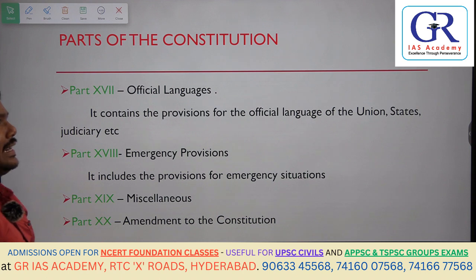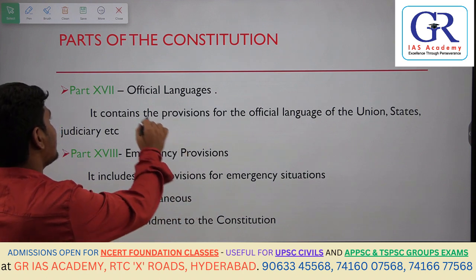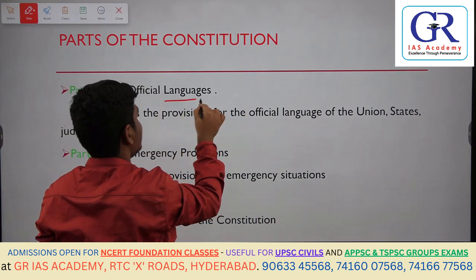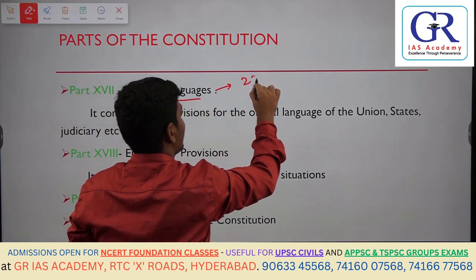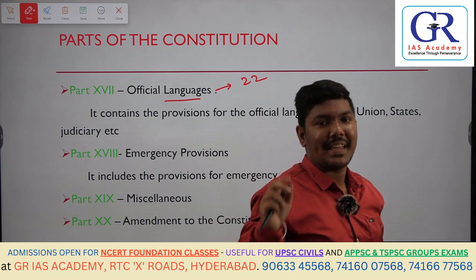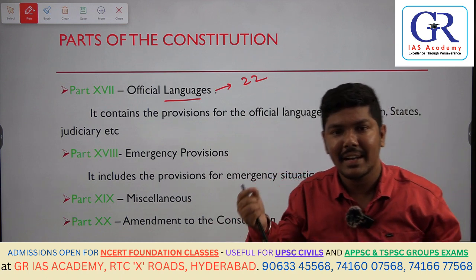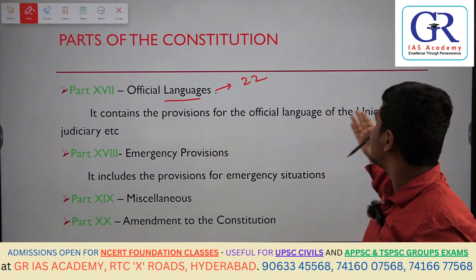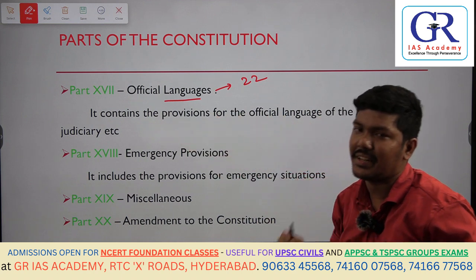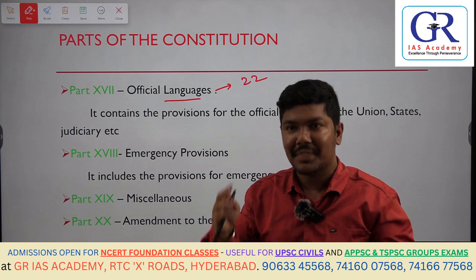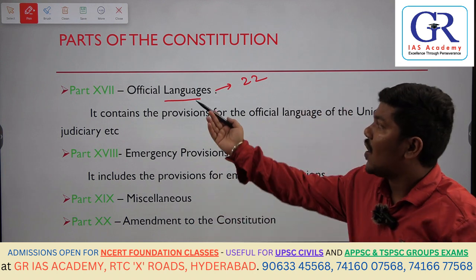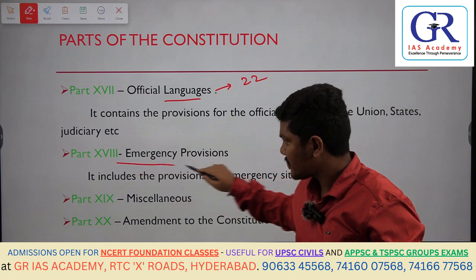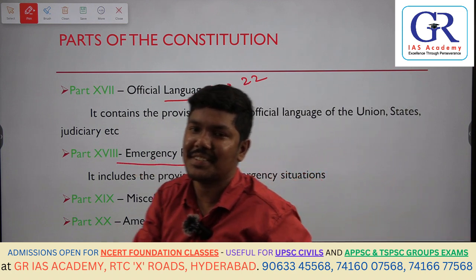Then in every country and at the state level, we have something called official languages. How many official languages are there? 22. At present, we have 22 official languages. It contains the provisions for the official languages of the union, states, and judiciary. I mean, which language they have to use officially for official purposes. All those details are mentioned under this part. And this comes emergency provisions.